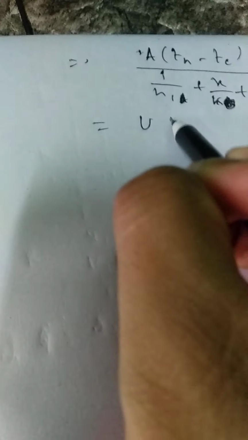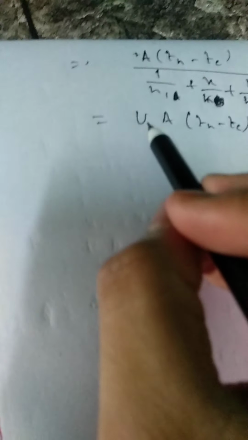Now that is equal to UA into Th minus Tc. So this U is known as the overall heat transfer coefficient, where 1 by U is equal to, you can compare over here, 1 by H1 plus x by K plus 1 by H2.